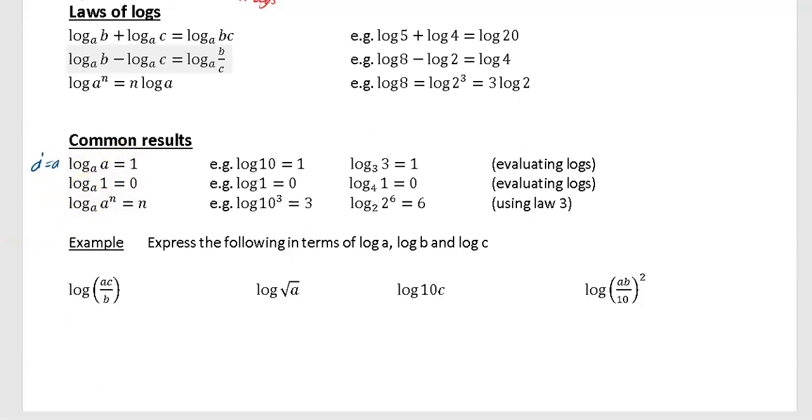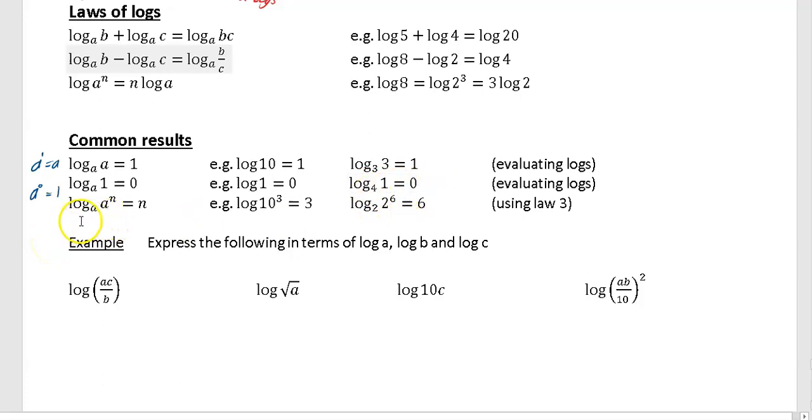Same idea for this one. It says here log to the base a of 1 is equal to 0. And why that is just because a to the power of 0 gives you 1. So basically, log to any base of 1 is equal to 0. So here, log to the base 10 of 1 is equal to 0. Log to the base 4 of 1 is equal to 0. Log to the base 13 of 1 is equal to 0, and so on.